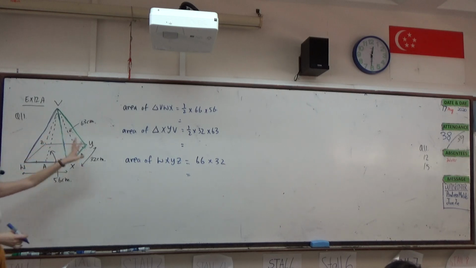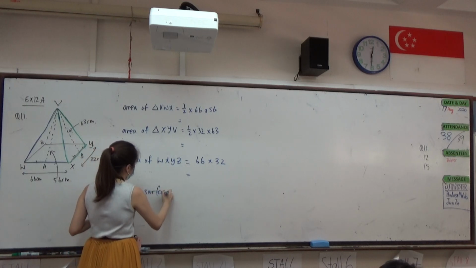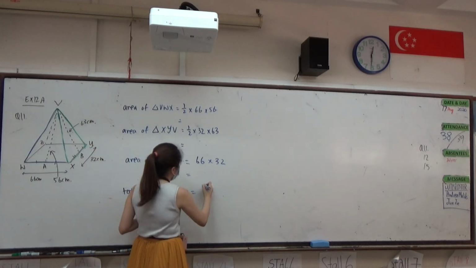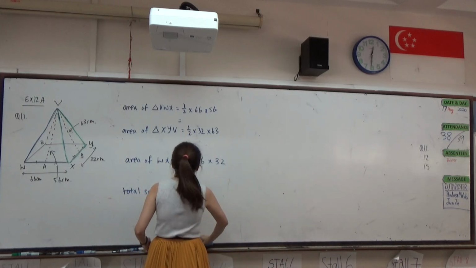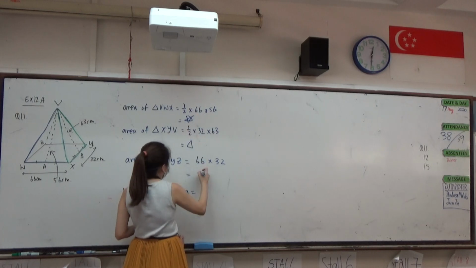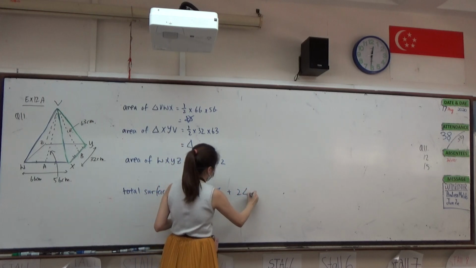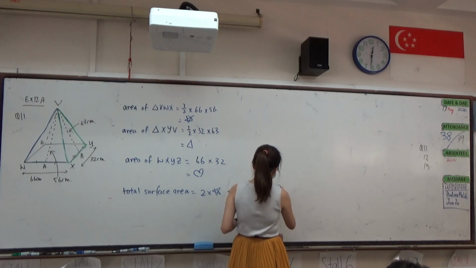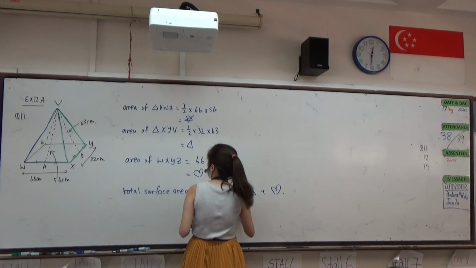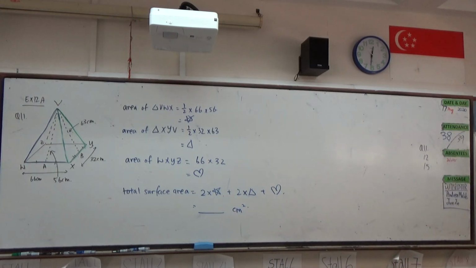So after you find out these three already, to find the total surface area, we will take 2 times of this one triangle, plus 2 times of this other triangle, plus 1 time of the rectangle. And then you will get your answer in cm squared. So I'll leave you to calculate it. Any questions?